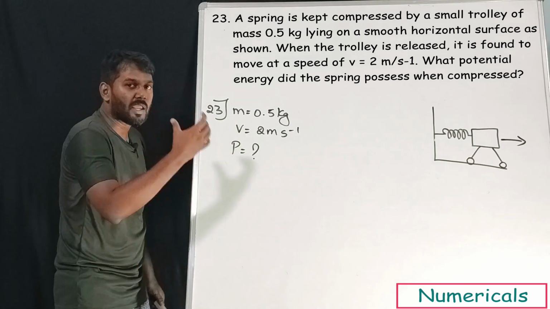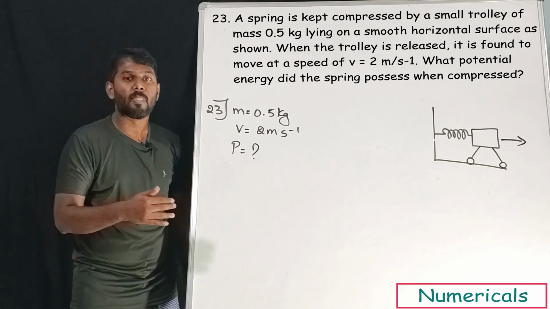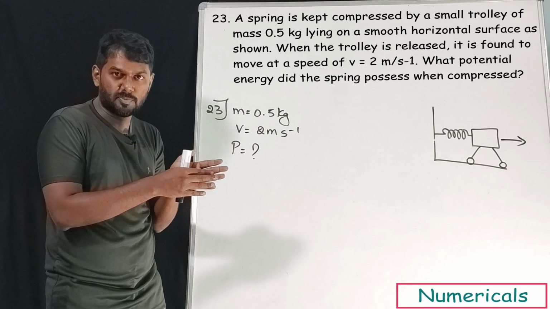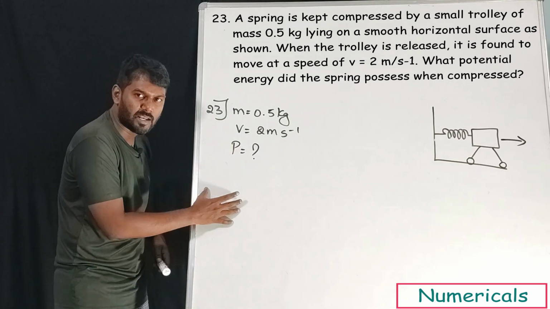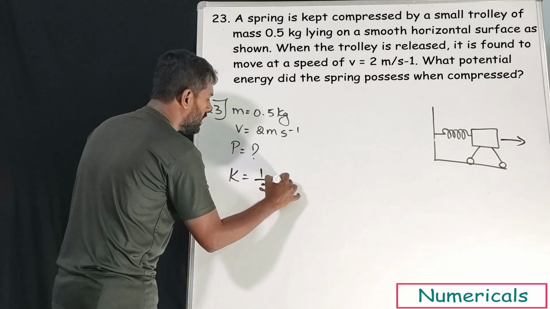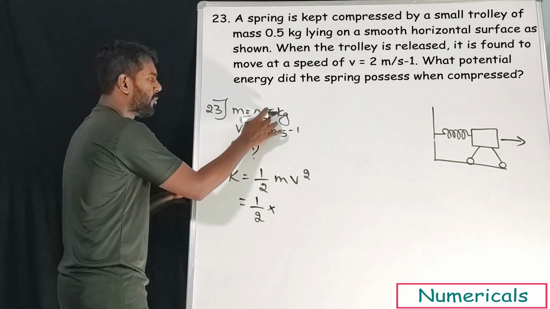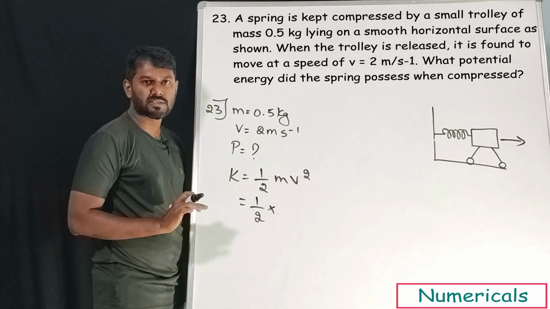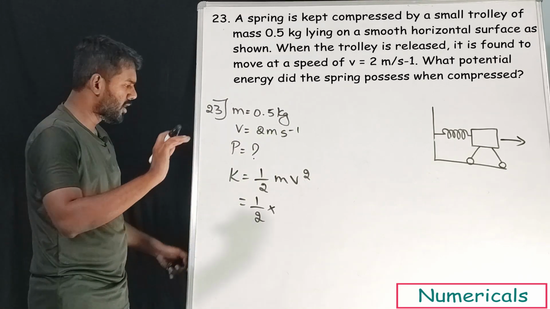So, in this question, if we find the answer for kinetic energy, that is nothing but potential energy, because whatever potential energy was there when the trolley compressed the spring is converted into kinetic energy. Kinetic energy is equal to half mv square. What is the mass? 0.5 kg. Before substituting the values, we have to know that everything is in SI unit. Mass is in kg, velocity is in meter per second, so no need to worry about units.